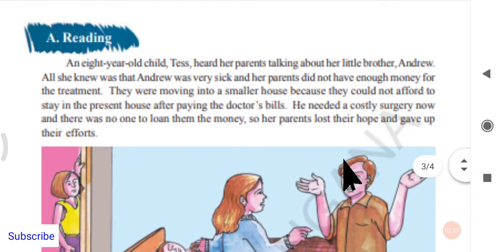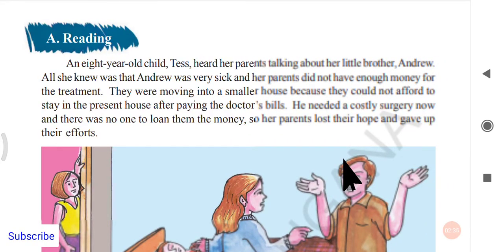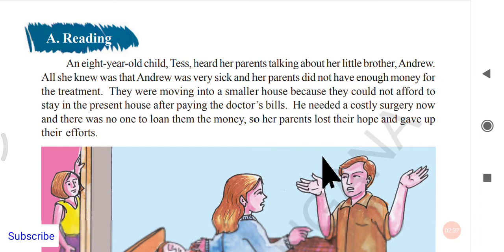So we have reading A here, and the first paragraph is on the screen, as you see. An 8-year-old child, Tess. Okay, what is her name? Tess. Tess heard her parents talking about her little brother Andrew. So Andrew and Tess are brother and sister. All she knew was that Andrew was very sick and her parents did not have enough money for the treatment. Usually children don't know much about the family condition. So this girl also doesn't know very much, but she knows only one thing, that her brother Andrew is sick.